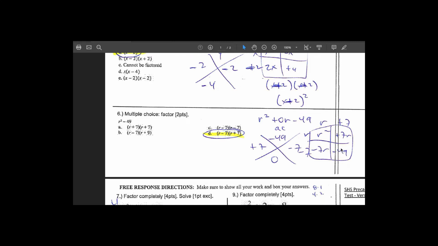And then here you need to combine, then you have on the outside of your box r minus 7 and r plus 7. Notice how those are both pluses, these are both minuses, and you have one of each. Your answer is D. Remember, it doesn't matter which order you write the factors, meaning you could have written r plus 7 over here and r minus 7. And this is a special case. They call this a difference of squares. Name is not important, but recognize you need a 0 there.